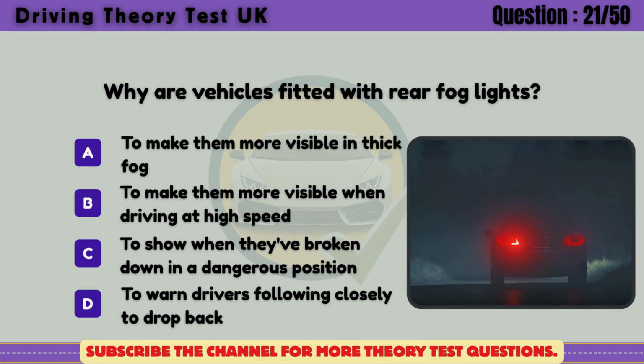Question 21. Why are vehicles fitted with rear fog lights? Option A. To make them more visible in thick fog. B. To make them more visible when driving at high speed. C. To show when they've broken down in a dangerous position. D. To warn drivers following closely to drop back.